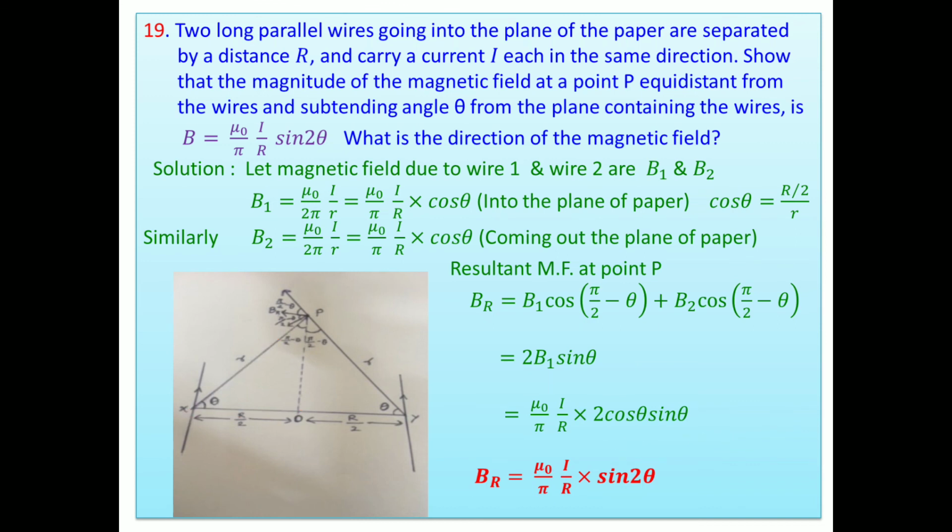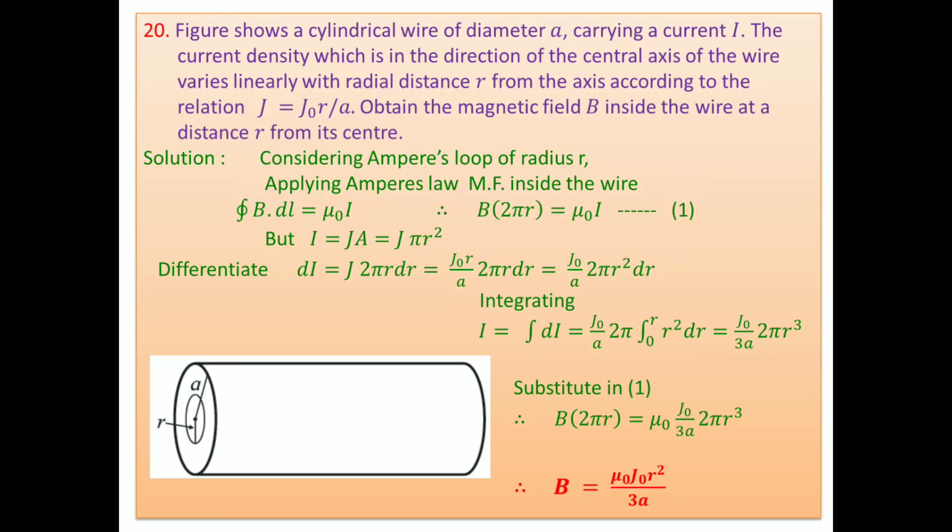Good numerical that is. Thereafter we go through another numerical. The figure shows a cylindrical wire of diameter A. The diameter of the wire is given, and the current I is given. The current density means current upon area, J equal to I upon A. You know it from class 11 standard. It is in the direction of the central axis of the wire and varies linearly with radial distance r from the axis according to the relation J equal to J naught r upon A.